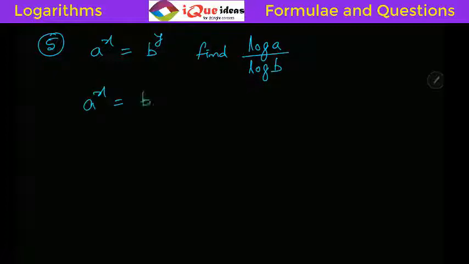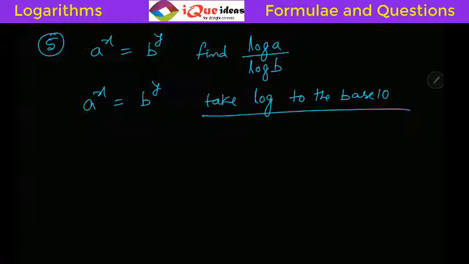Now, fifth question. It says a raised to the power x is equal to b raised to the power y. Find log a divide by log b. Right? Divide by log b. Now, to find this, what we need to do is, let's take a raised to x equal to b raised to y. Let's take log to the base 10. Right? See, whenever base is not given, we take the base to be 10. So take the log to the base 10.